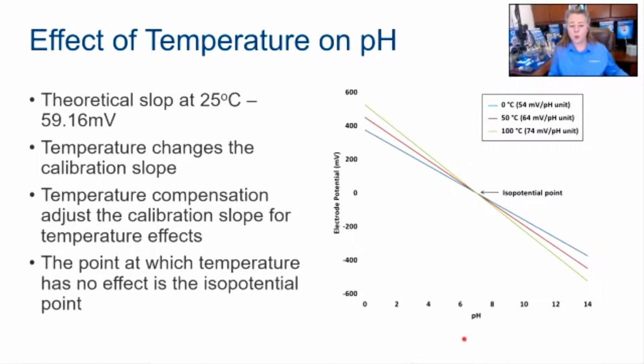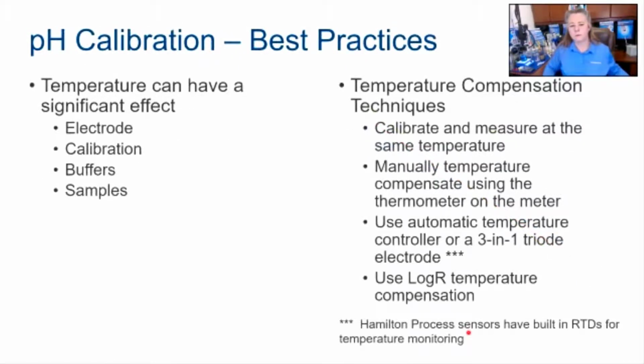The point at which there's no change is the isopotential. In theory, that should always happen at pH 7, because at pH 7, you should have the same concentration of hydrogen ions as hydroxide ions, therefore there's no change. Temperature has more of an effect than just the isopotential or the slope. It can affect the electrode itself, it can affect your calibration, it can affect your buffers and your samples.